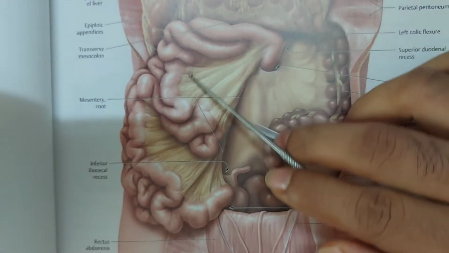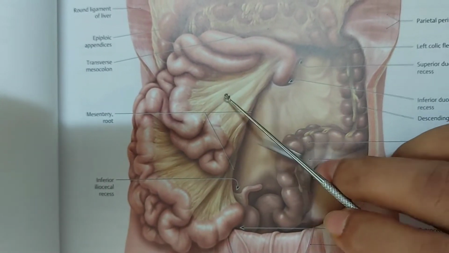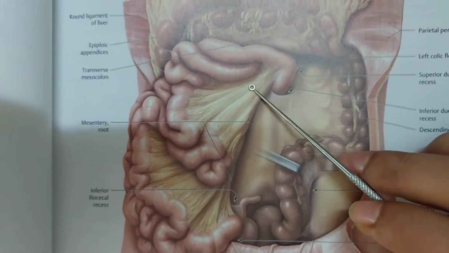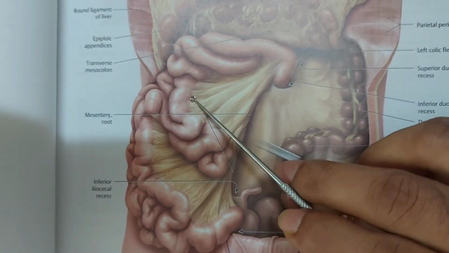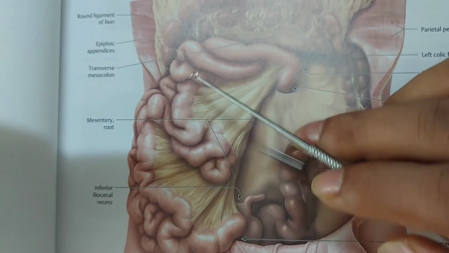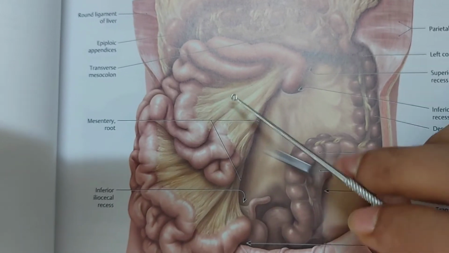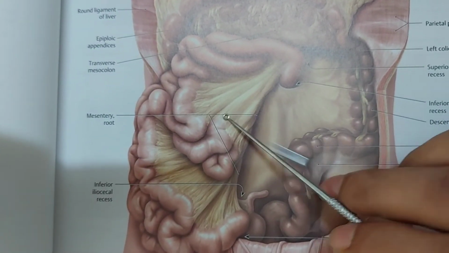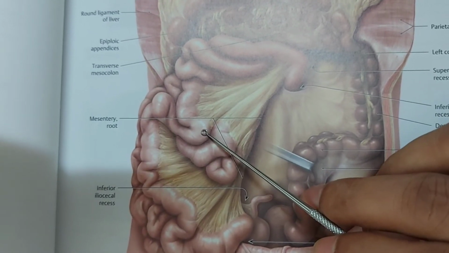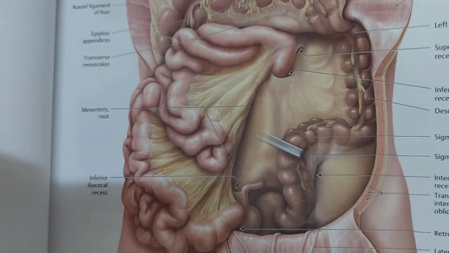Here is the mesentery, and the mesentery contains this whole intestinal loop. So the first content of the mesentery is the small intestine, that means loops of jejunum and loops of ileum, and the vessels that supply this loop of gut also lie within the mesentery.